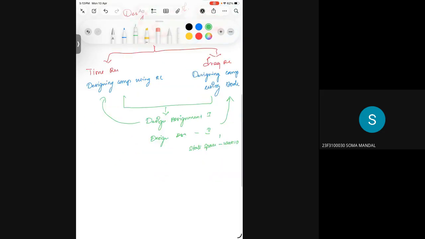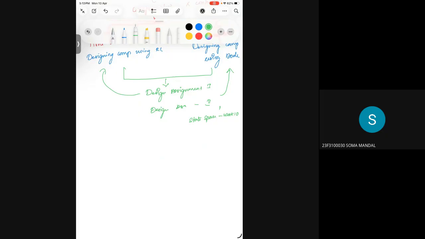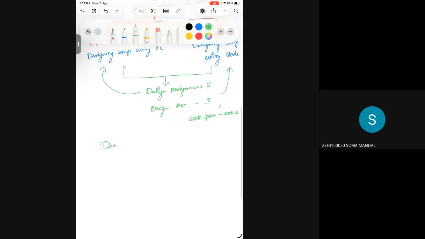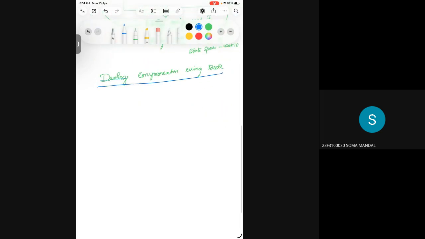First, I will give a broader introduction about designing using compensators. Design compensators using Bode. Now we are going to see this. In general, compensators can be categorized into three categories: lead compensator, lag compensator, and lag-lead or lead-lag compensator. Both are the same. Anything can be called; it's a combination of lead and lag compensators.